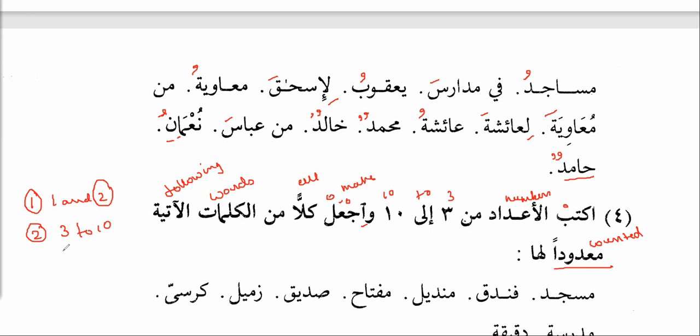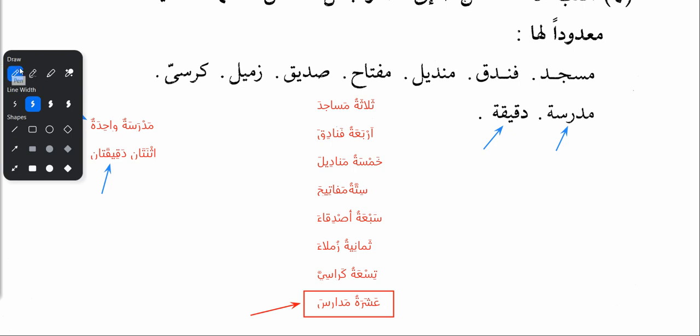So now let's do it. Here you can see there are certain nouns and all of them are singular: masjid, funduq, منديل, مفتاح, صديق, زميل, kursi, madrasa, and daqiqa. Out of these nouns, these two are feminine and all of the others are masculine. So now what you have to do is use all these nouns with numbers.